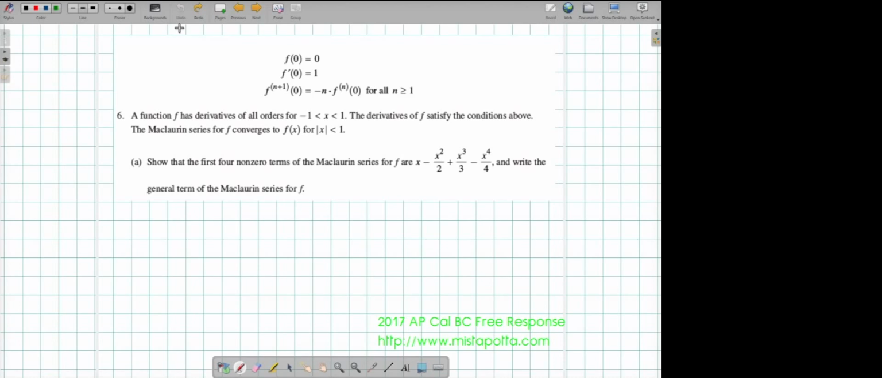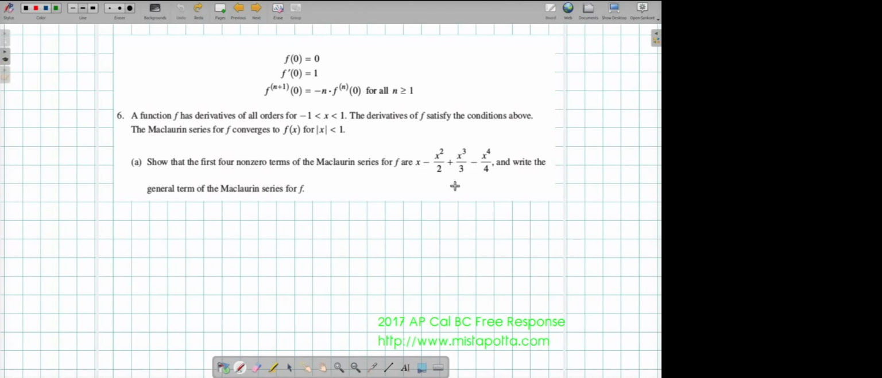And this brings us to problem 6. Problem 6 says a function f has derivatives of all orders of magnitude for -1 less than x less than 1. The derivatives of f satisfy the conditions above. The Maclaurin series for f converges to f of x for all absolute value of x less than 1. It says show that the first 4 non-zero terms of the Maclaurin series are given by this, and write the general term.